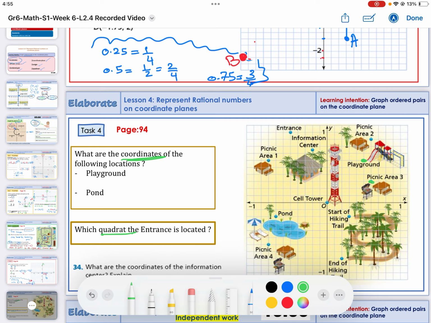So we've covered today how to write the ordered pair for a given point on the coordinate plane. We've covered also how to graph each point on the coordinate plane. Number 3, we've covered how to identify in which quadrant each point is located. And finally, we've solved some real-life applications related to representing points, rational numbers on the coordinate plane.